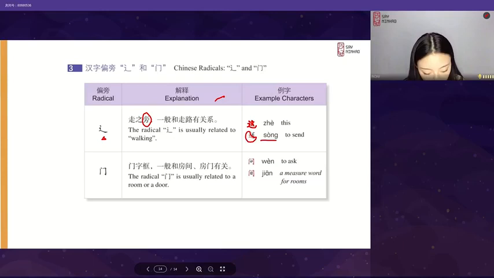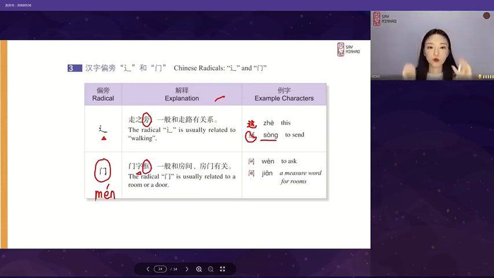Now let's see the next one. Next one is 门字框. This part means 门. It means the door. 门字框. 字 means character, okay? 框 means a frame. So it is actually a door frame radical. So this radical 门 is usually related to a room or door or a space. Okay, let's see the examples.